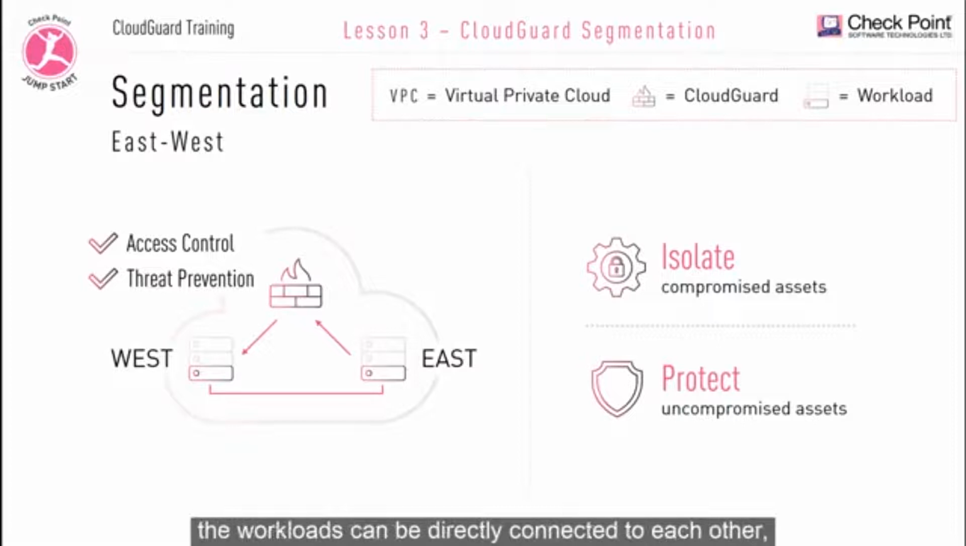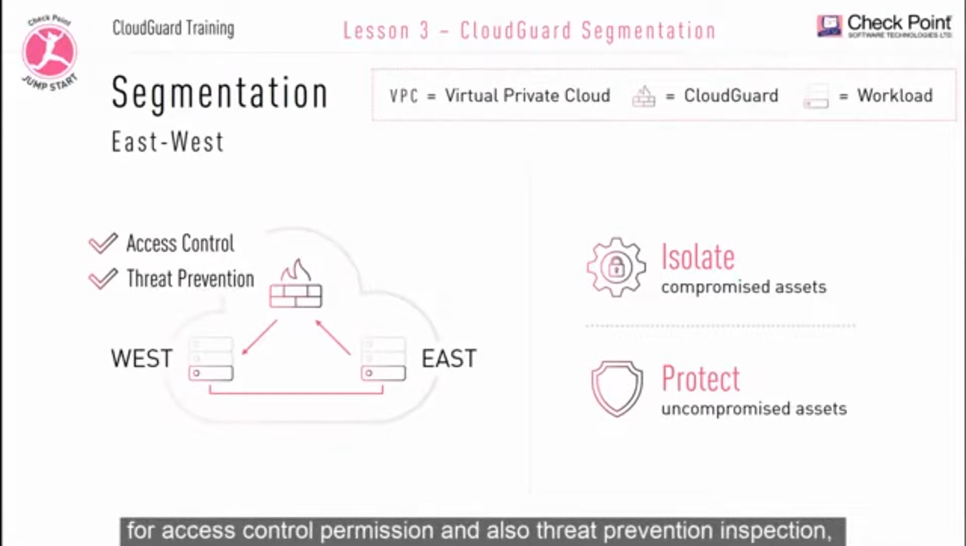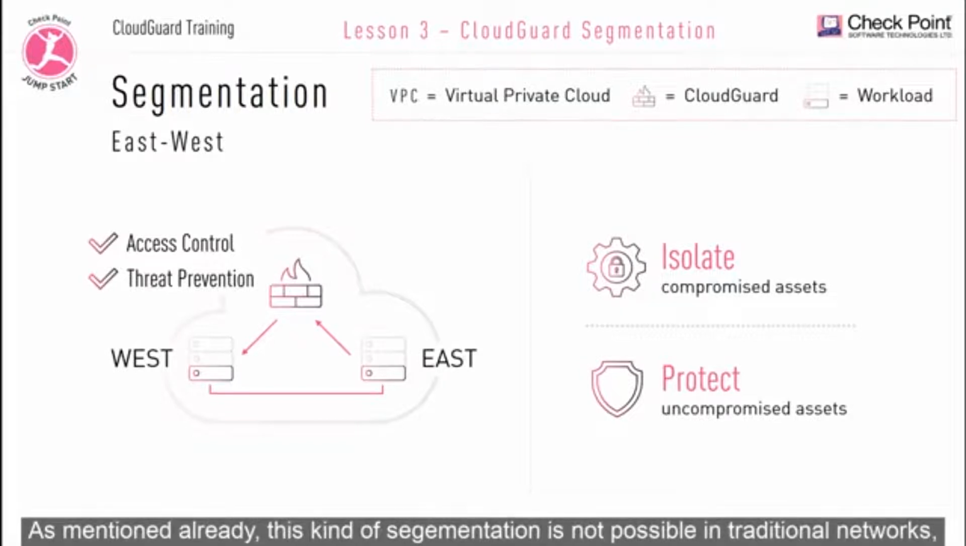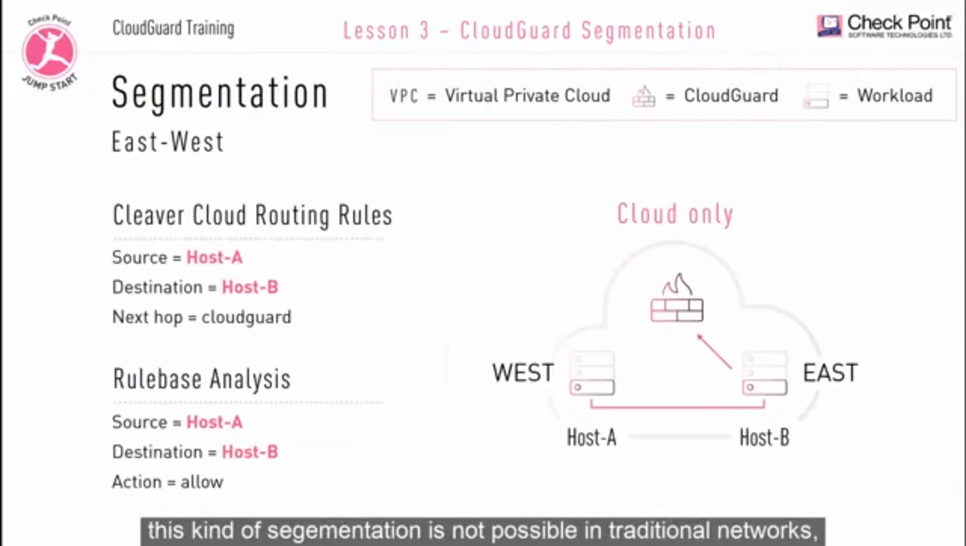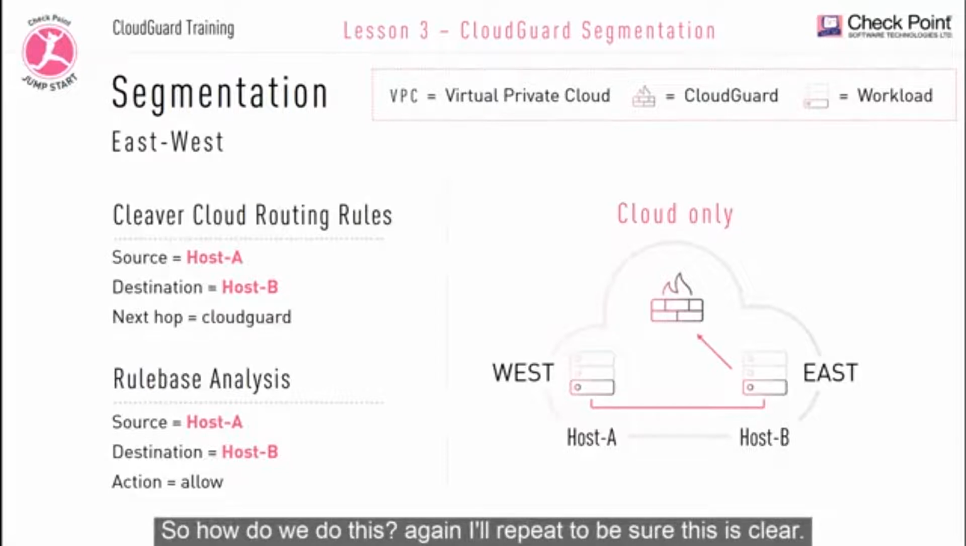The workloads can be directly connected to each other, and still all traffic flow must first go through the CloudGuard gateway for approval, for access control permissions, and also threat prevention inspection before routing to its final destination. As mentioned already, this kind of segmentation is not possible in traditional networks. This is only possible in the cloud. So how do we do this? Again, I'll repeat to be sure this is clear.